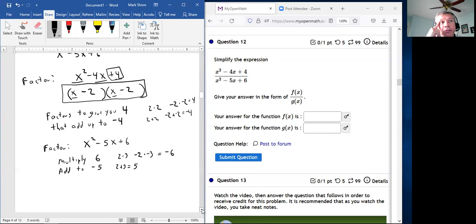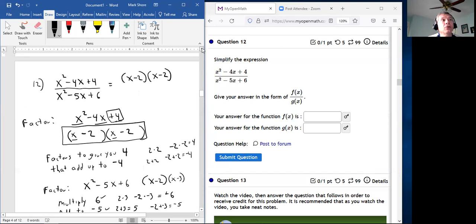-2 times -3 is +6. And -2 plus -3 is -5. And that's what we want. We want this to be 6 and this to be 5. So in other words, this thing right here breaks into x minus 2, x minus 3. So you just put those right after the x's. So I'll go up here and put them in.